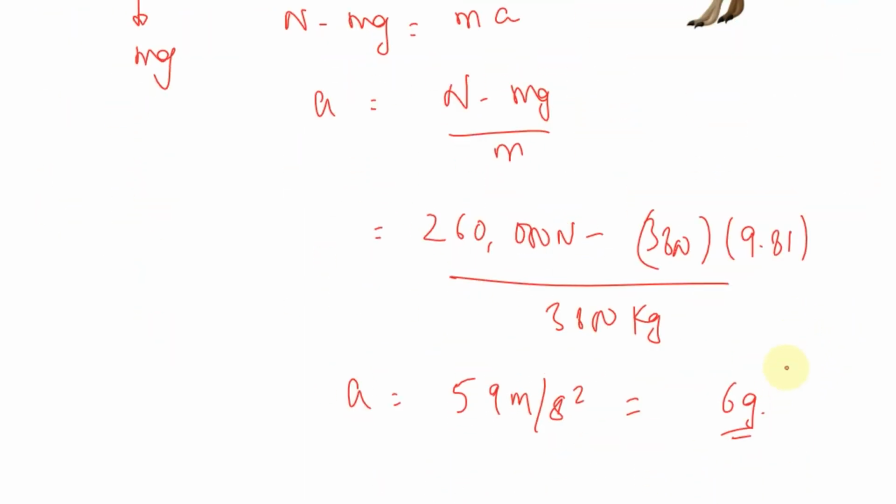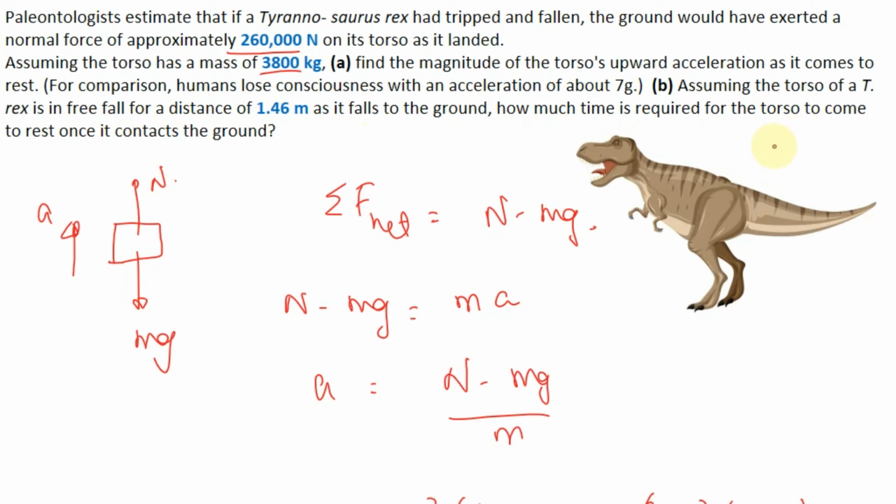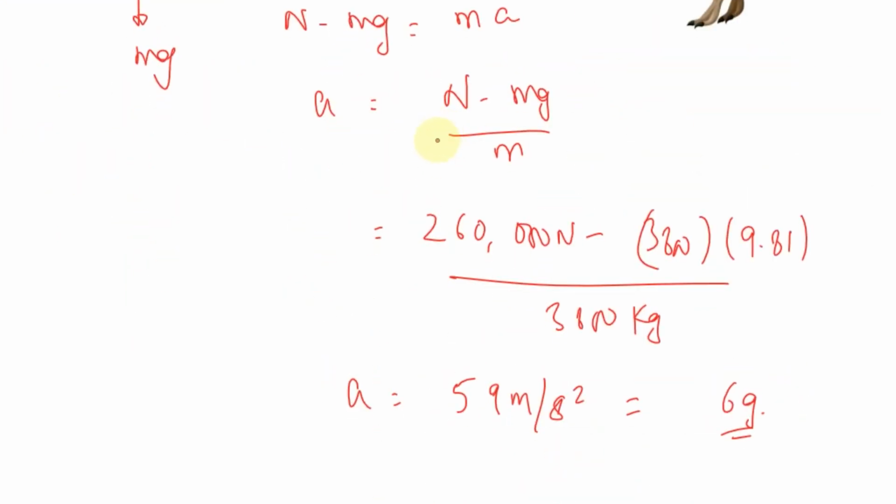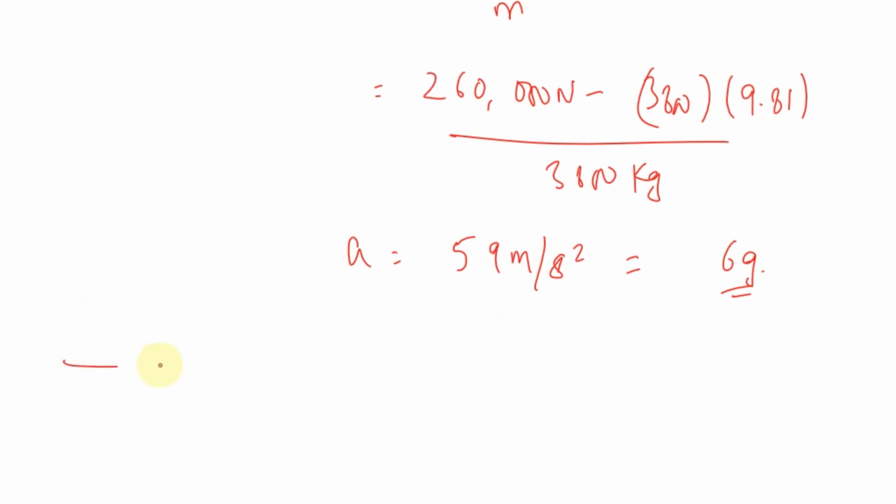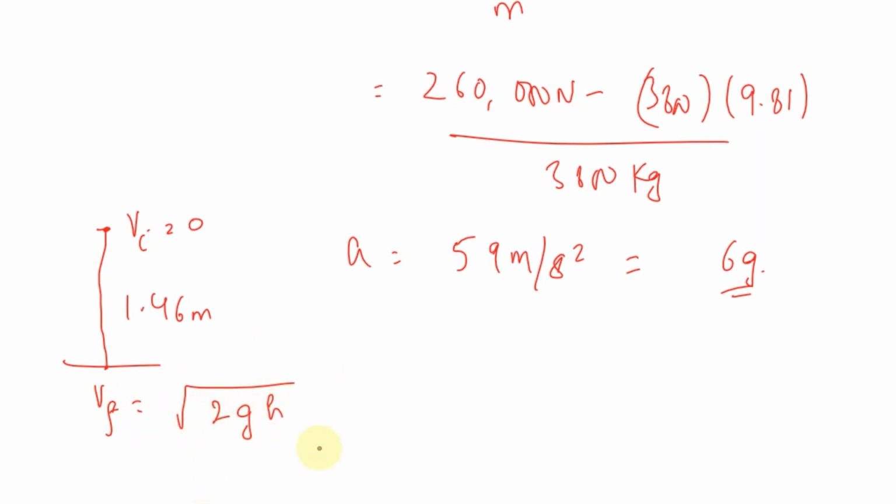Okay, this acceleration is huge. Now next it says to assume that the torso is in free fall for a distance of 1.46 meters as it falls to the ground, then how much time is required for the torso to come to rest at contact with the ground? So when it was in free fall, suppose this is the ground and it was in free fall for a distance of 1.46 meters. At this point, let the initial velocity be 0, and here the final velocity becomes the square root of 2gh. We have just used the equations of motion in the vertical direction and obtained this equation.